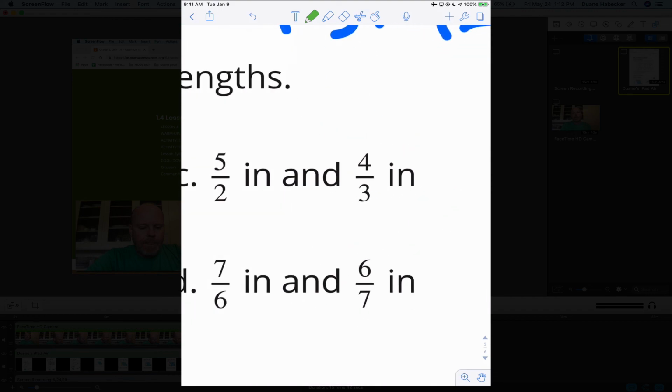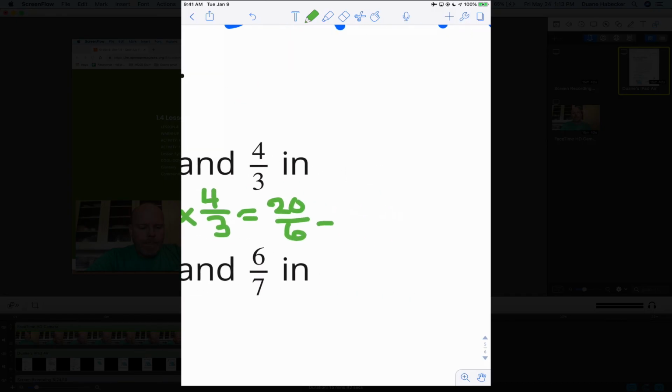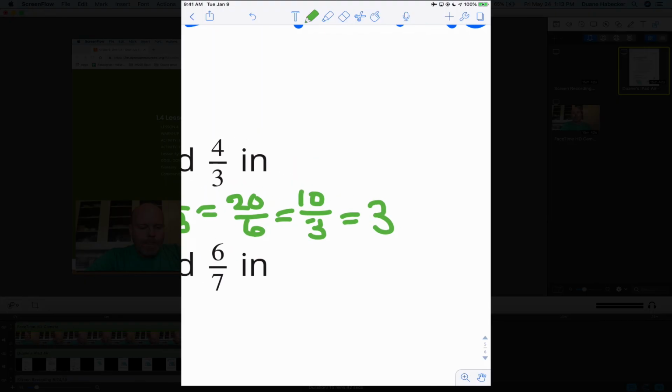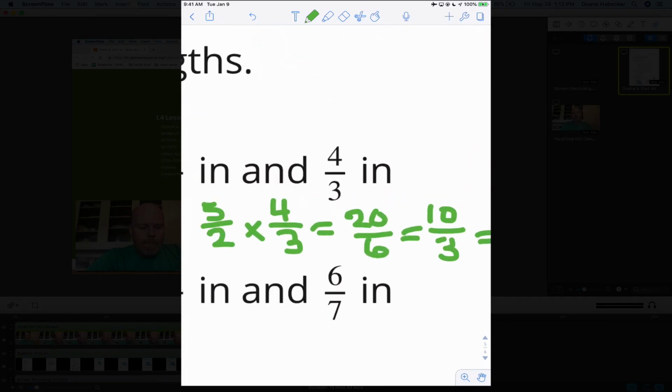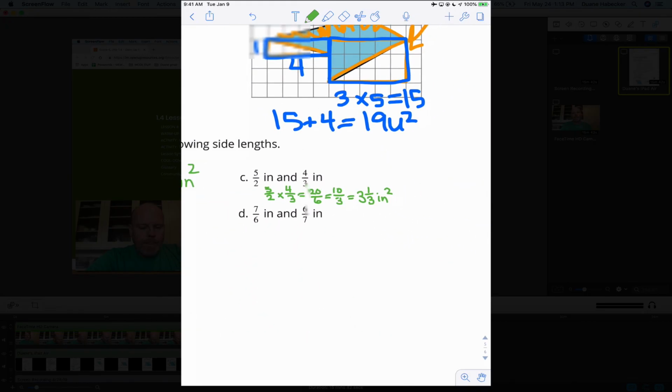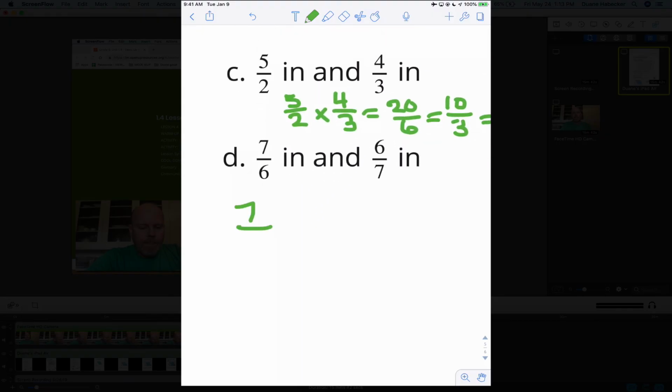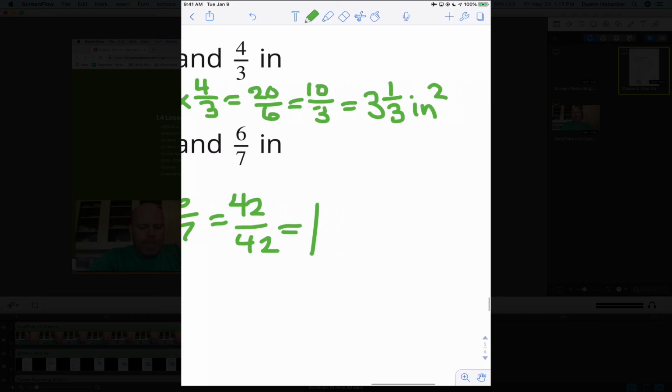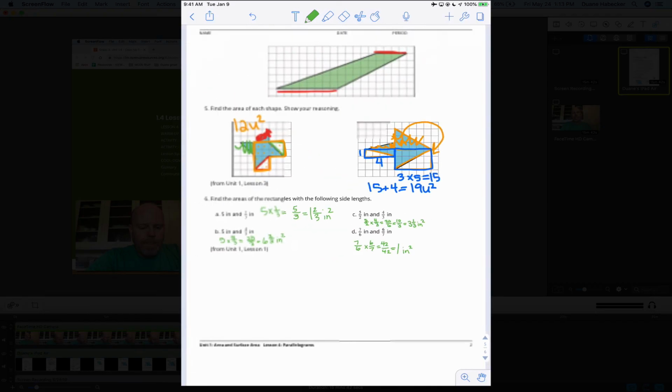Number C, 5/2 times 4/3 gives us 20/6, which equals 10/3, which equals 3 1/3 inches squared. And of course, nobody measures inches as 4/3 inches. That's kind of a silly question, but whatever. Okay, and then the last one, length times width equals 42/42, which is definitely 1 square inch. And there we go.